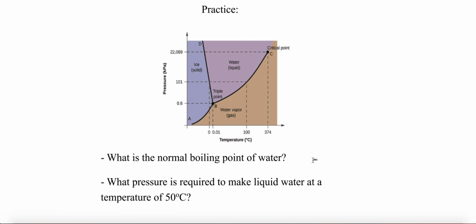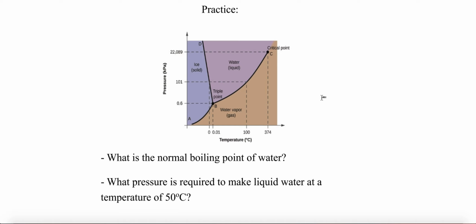Another question we could be asked here, just as an example, is what pressure is required if you want to make liquid water at a temperature of 50 degrees centigrade? Just estimating here, here's 50 degrees. If we want to make liquid water, we'll see what pressure is required when it starts turning into a liquid. Right around here, maybe I'd estimate about 20 kPa of pressure is required.